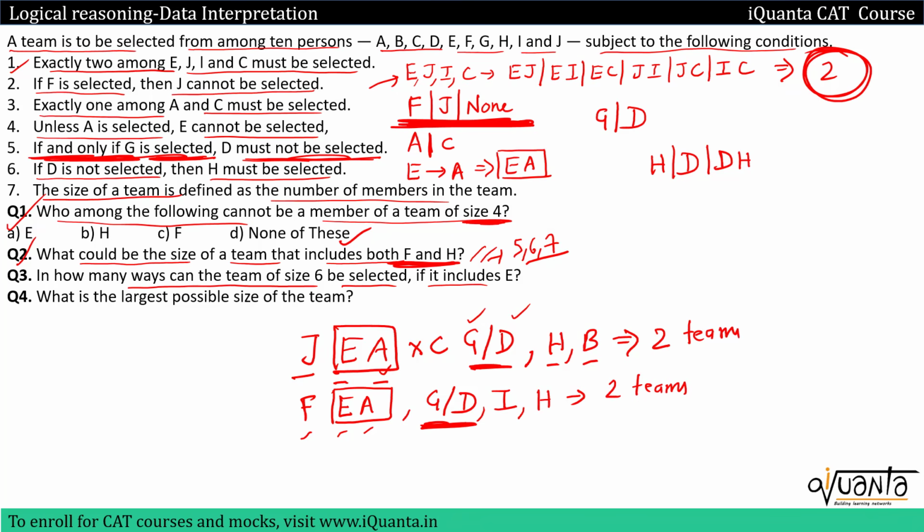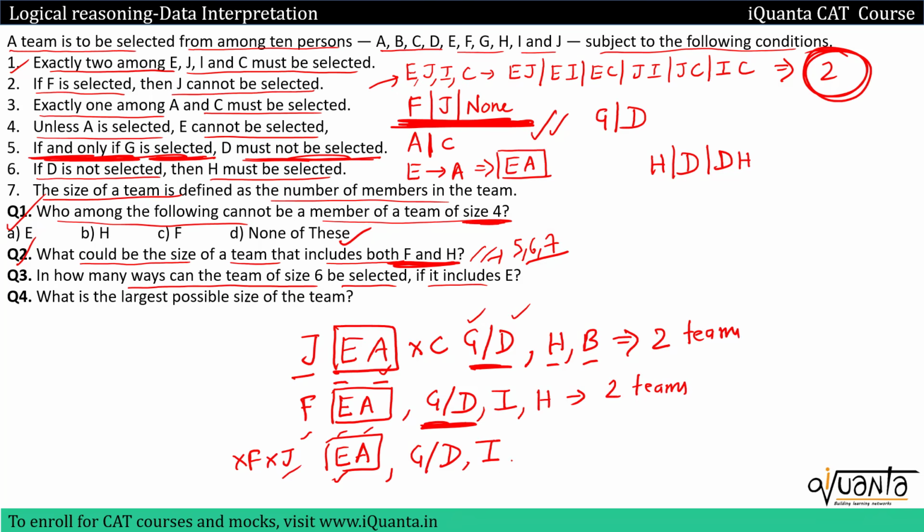See, I can have one more case in which F and J both are absent. So let me form that. See, EA will definitely be there. Now I'm not having F, not having J. But again, 1 out of G and D must be there in the team. Since 2 out of EJIC must be selected, I have selected E. I need one more guy. See, J cannot be selected. I have selected A, so I cannot select C. So only one person remains from EJIC, that is I.